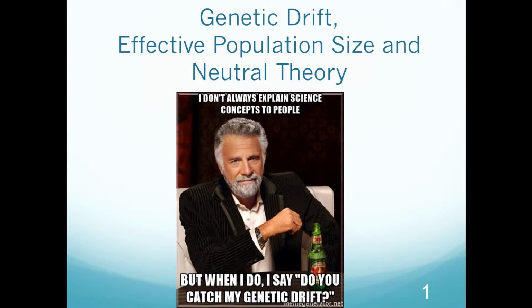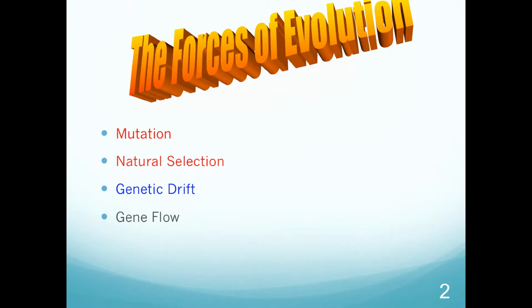Welcome to the Bio 341 lecture on genetic drift, effective population size, and neutral theory. We've already covered two of the four forces of evolution, the first being mutation, the second being natural selection, and now we're covering genetic drift. Then later on we'll cover gene flow.